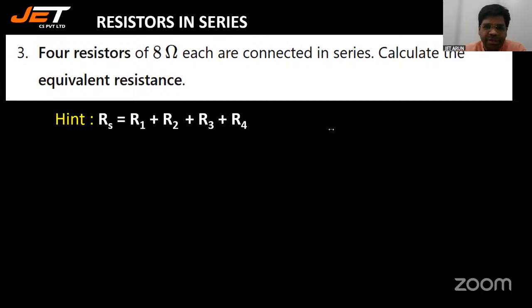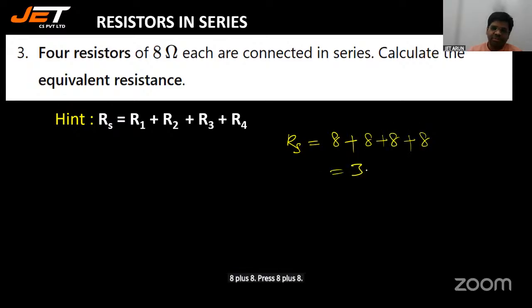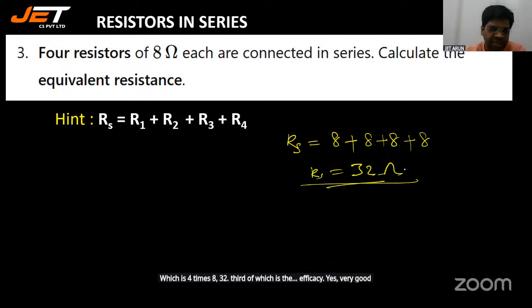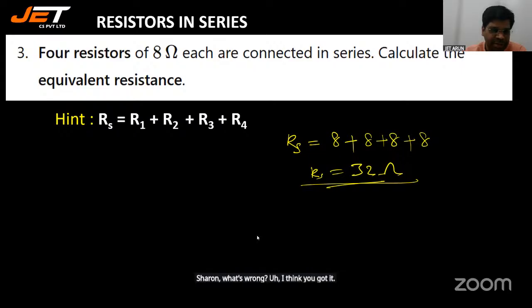Yes, Rakesh, good. So all I've got to do is 8 plus 8 plus 8 plus 8, which is 4 times 8, 32. 32 ohms is the effective series resistance. Yes, very good. Divyanshi, Zara, and who else? Sai, Rakesh, Ashwita, Pranita. Sharon, what's wrong? I think you got it. All right, wonderful. So let's go forward.